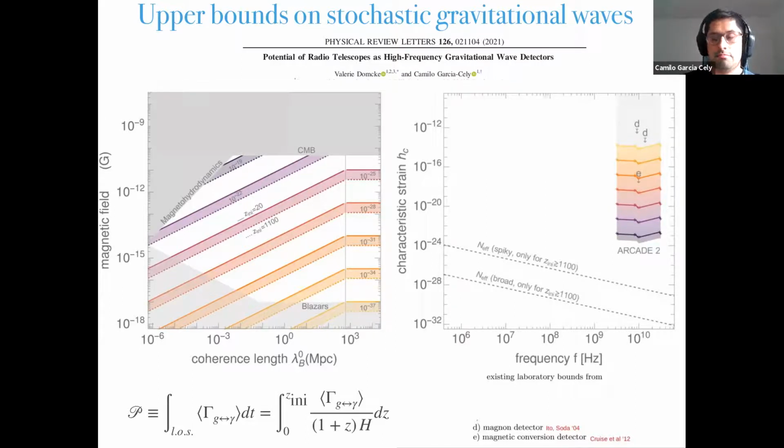And I think this is the reason why this is, well, for me, interesting. So if we are lucky and the cosmic magnetic field is close to this CMB bound, and if we have coherence lengths of the order of kiloparsec, as is shown here, then we will have a very strong bound. If the cosmic magnetic field is very weak and is close to this lower bound, or if the coherence length is very long, then the bound is weak. Nevertheless, it is still stronger than, for instance, these detectors that use magnons. Good. So that's one thing.